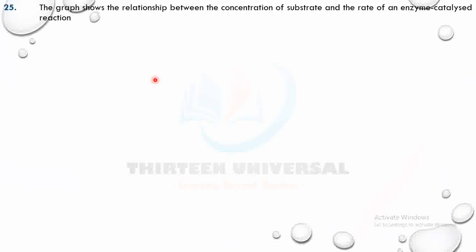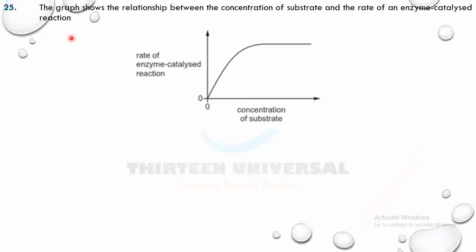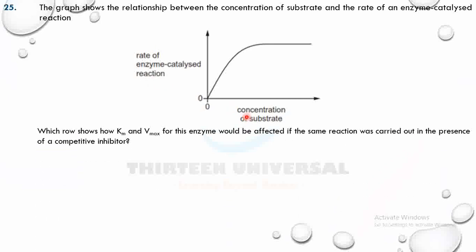Okay, C. The graph shows a relationship between the concentration of substrate and the rate of enzyme catalyzed reaction. So you can see the rate of enzyme catalyzed reaction and the concentration of substrate. Which row shows how Km and Vmax for this reaction would be affected if the same reaction was carried out in the presence of a competitive inhibitor?